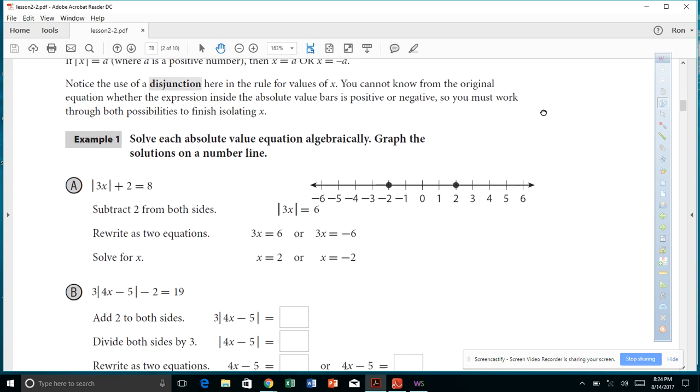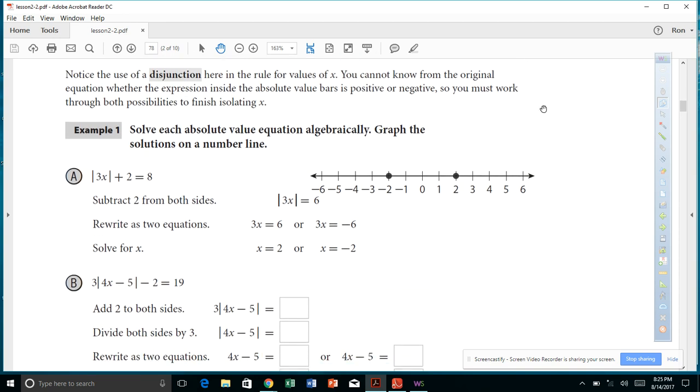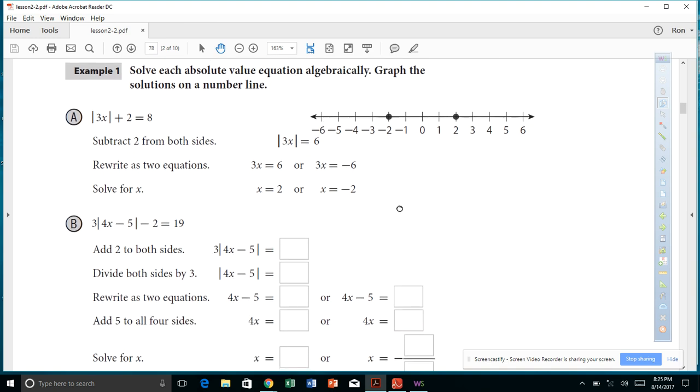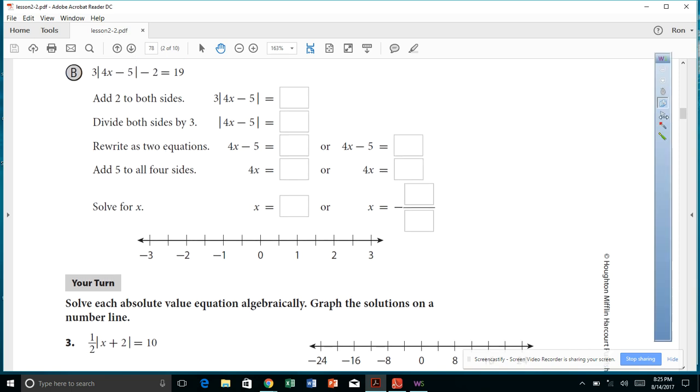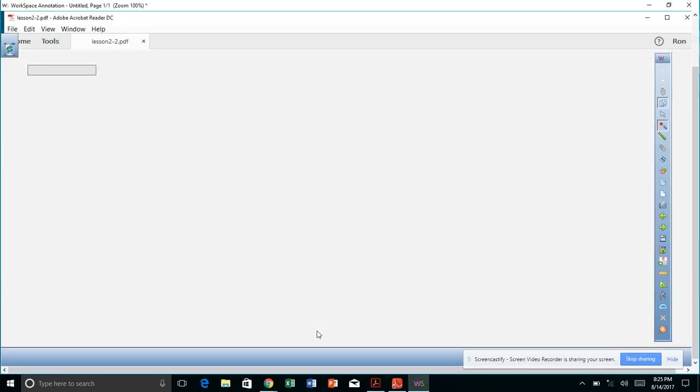Notice the use of a disjunction here in the rule for values of x. You cannot know from the original equation whether the expression inside the absolute value bars is positive or negative. So you must work through both possibilities to finish isolating x. Take a look at A and follow along, and then when you get back, we'll do B together.